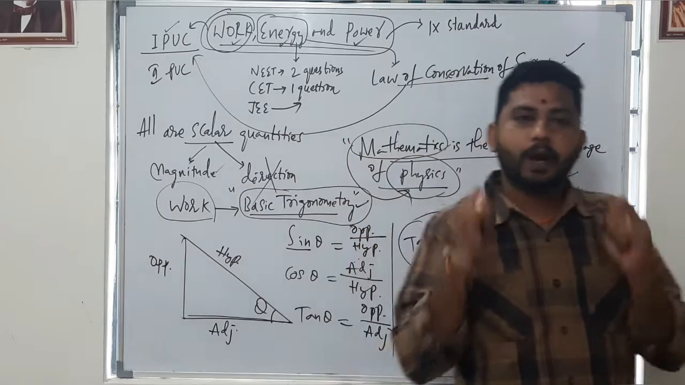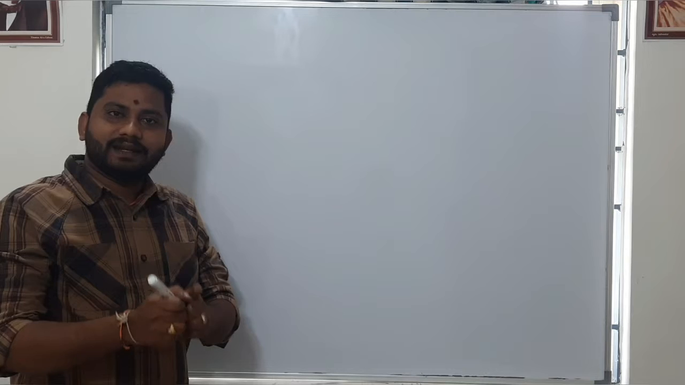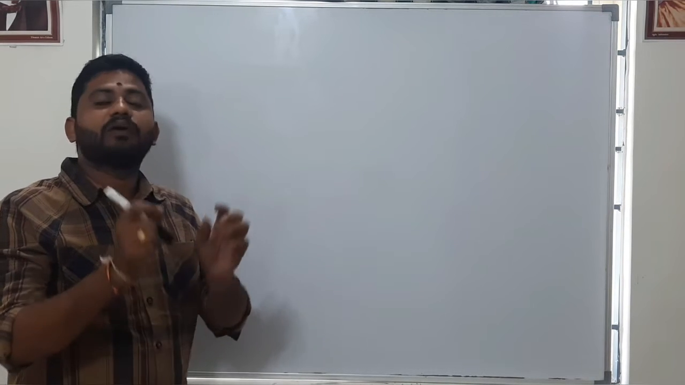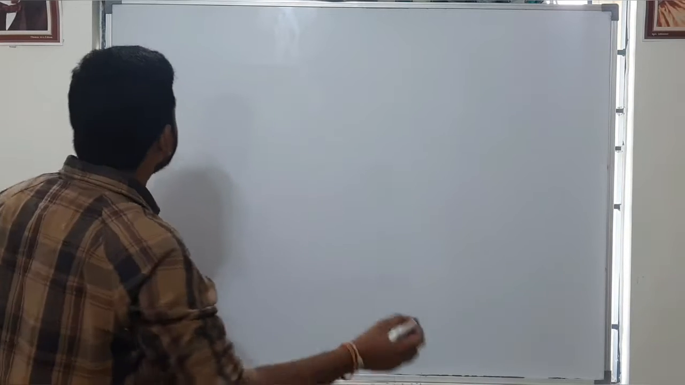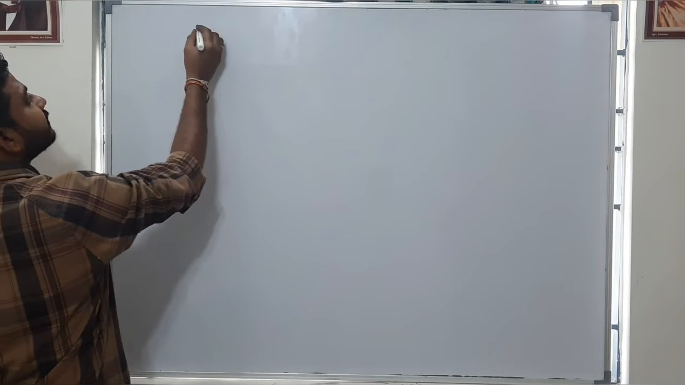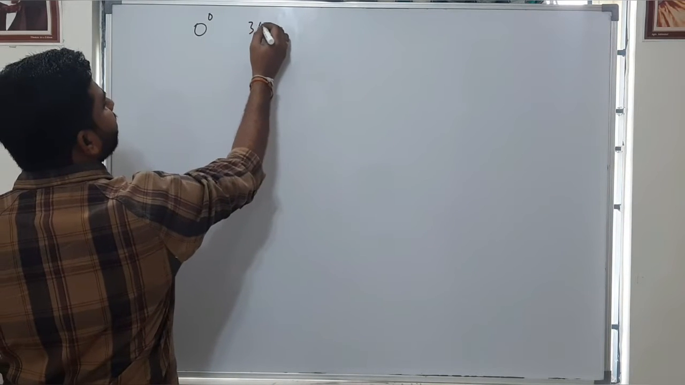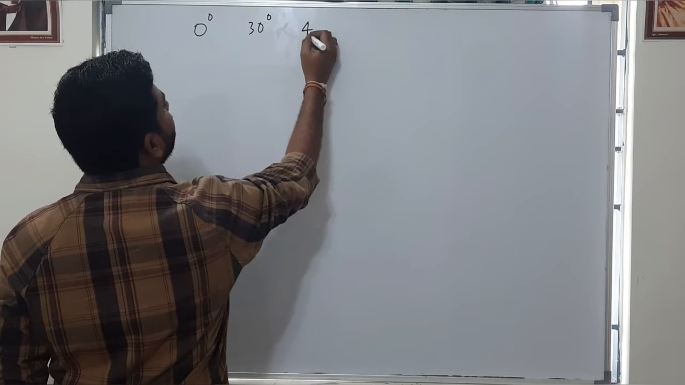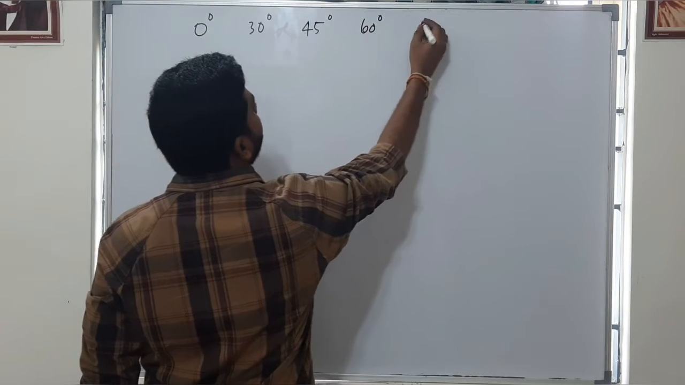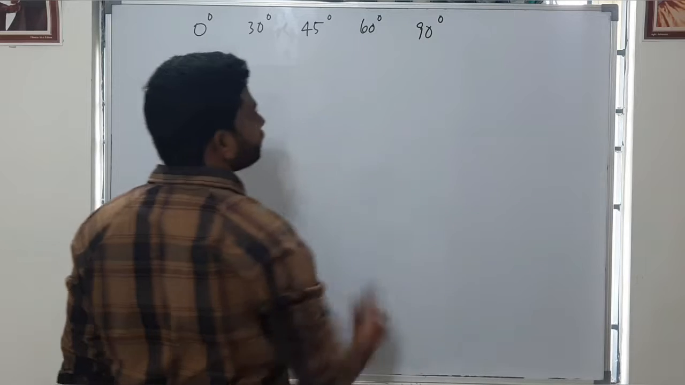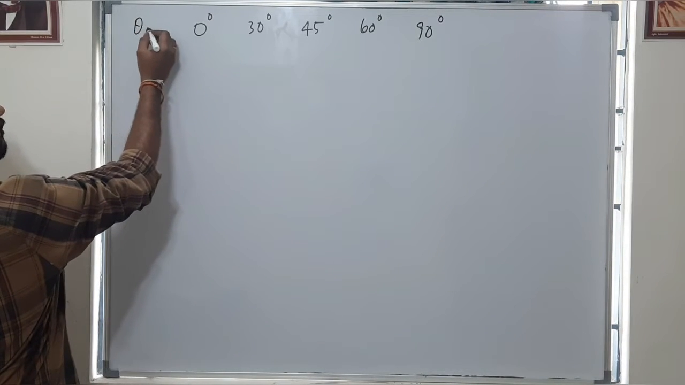My dear students, what we have discussed so far is basic trigonometry part 1. In part 2, let's check this carefully: 0 degrees, 30 degrees, 45 degrees, 60 degrees and 90 degrees. Alright? So these are the theta values.